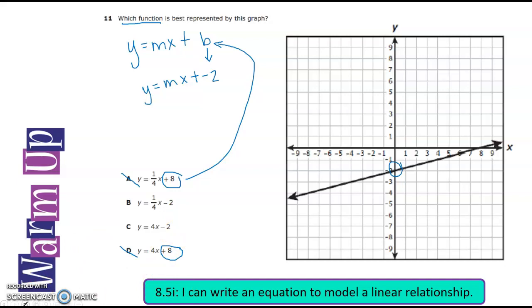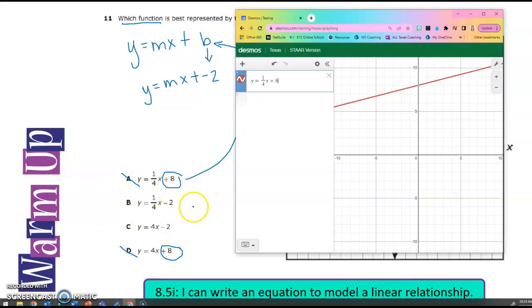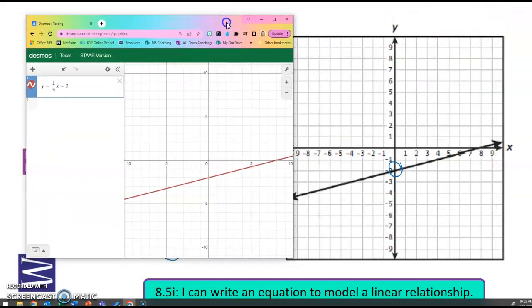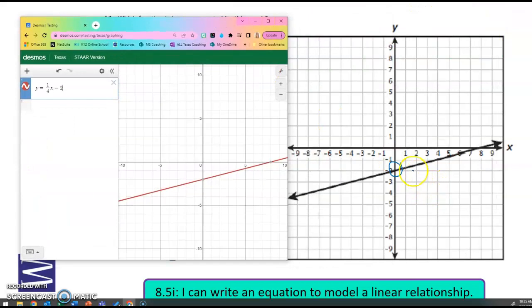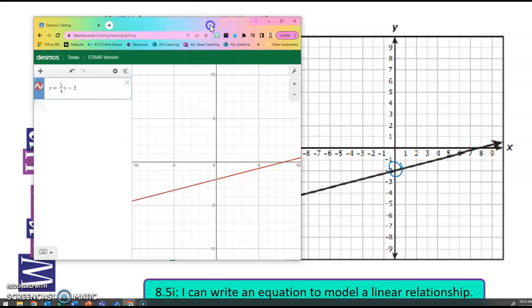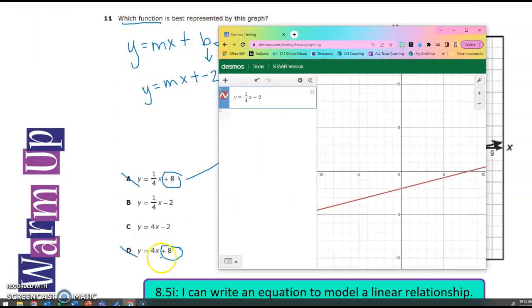Let's take a look. Let's plug in B. Okay, so we've got y equals 1/4 x, and instead of the +8, we're going to do -2. All right. It's crossing the y-axis like this one is supposed to. It is crossing the x-axis at 8, 0. That looks like that's right here. So that one is looking pretty good. But let's double check our work and check on C.